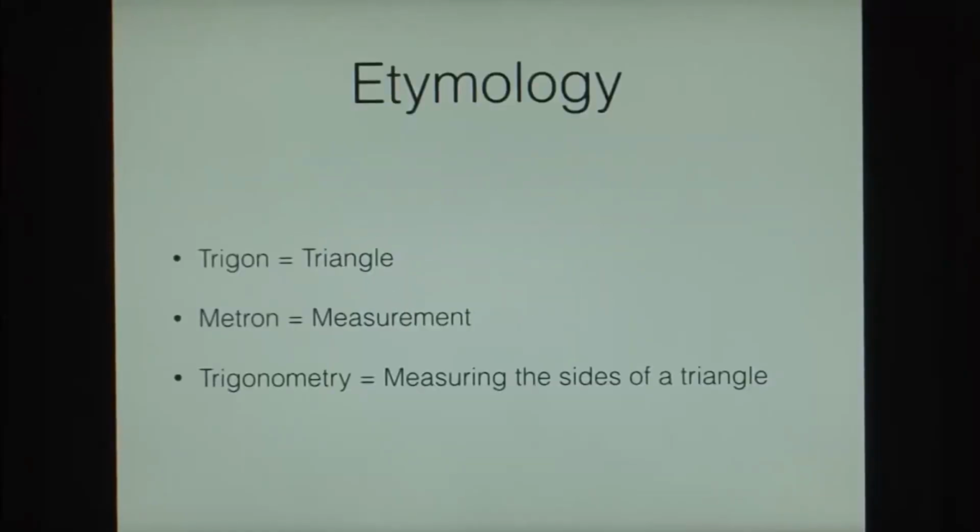Let us begin with the word roots. A trigon is a triangle. Metron refers to measurement, as in biometry. Thus trigonometry is the science of measuring the sides of a triangle.